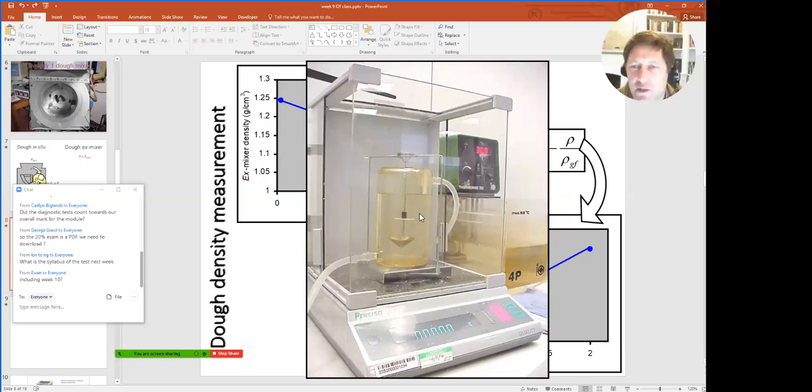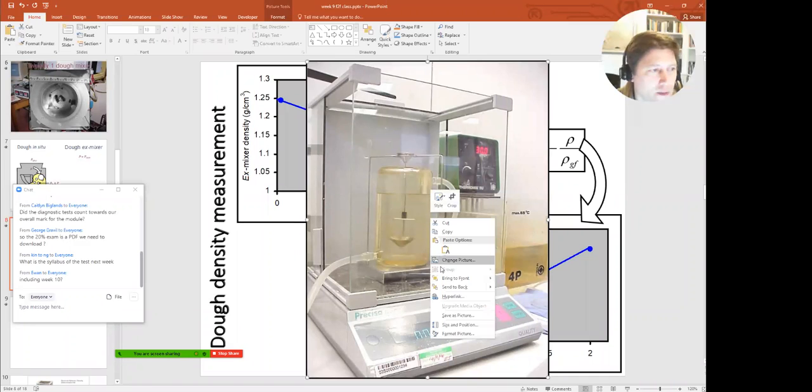So we have a number for the density of the xylene, and we are trying to calculate from that what the density of the dough piece is. And then ultimately we're trying to send that to the back, we can see it.